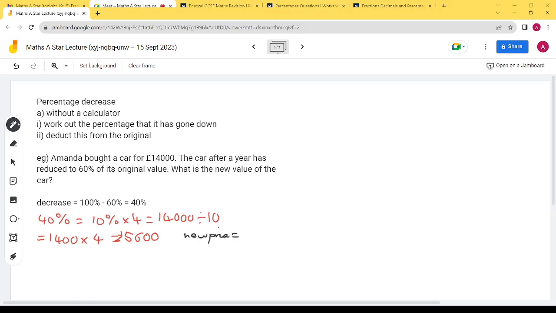And so now we can say the new price equals 14,000 minus the 5,600. If we work it out, we've got two zeros here. 0 take 6 you can't do, so you can borrow 1. 10 take 6 gives us the 4. 3 take 5 you can't do, and so 13 take 5 gives us 8,400.